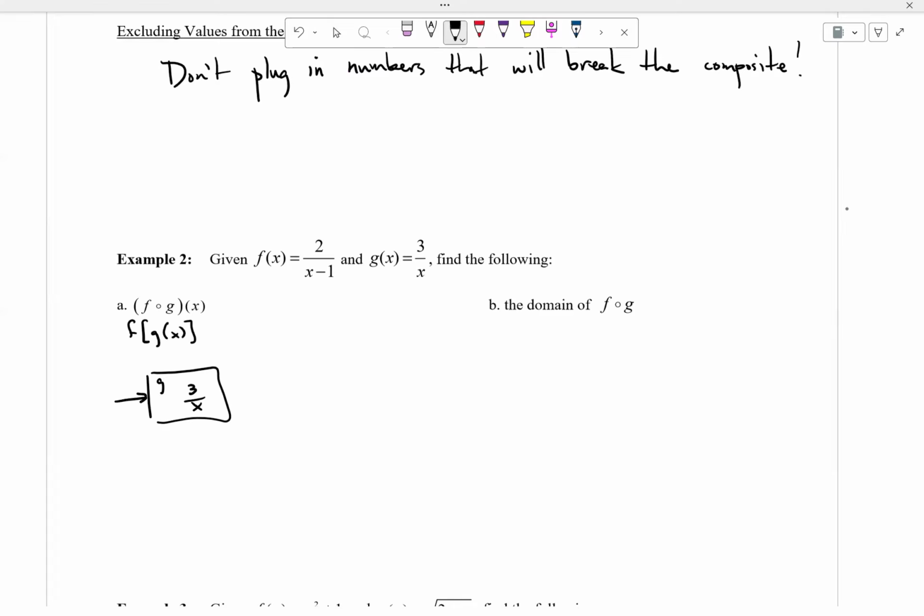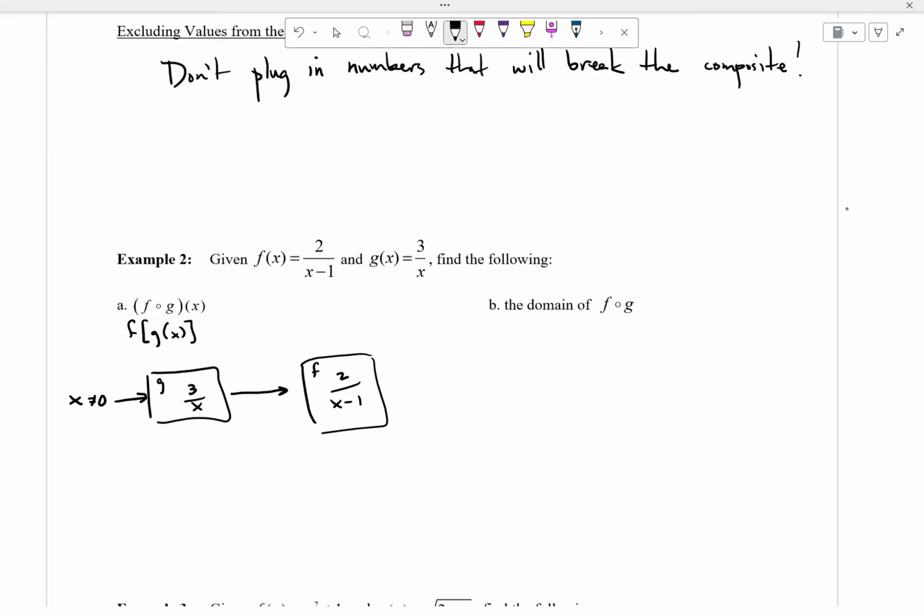So into this first machine goes anything. Anything but 0. Thank you for helping us in. So I'm just going to say X is not equal to 0. Then out of that is going to come some number, could be a bunch of different numbers, and then that's going to go into F, which is 2 over X minus 1.